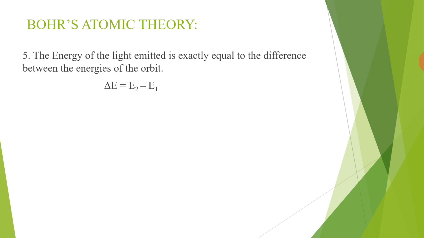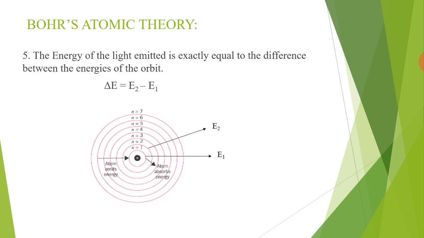Fifth, the energy of the light emitted is exactly equal to the difference between the energies of the orbits. That is, delta E is equal to E2 minus E1, where delta E is the energy difference between any two orbits with energies E1 and E2.